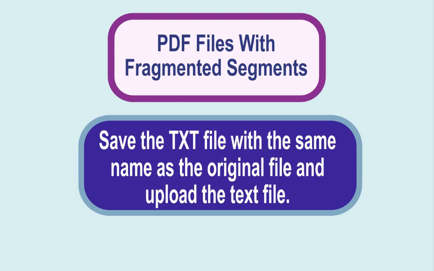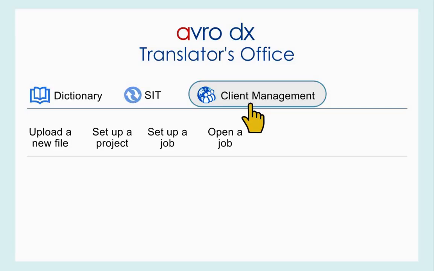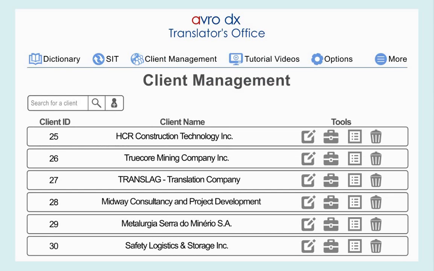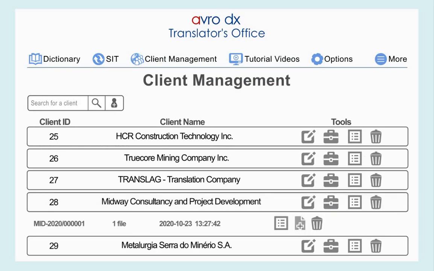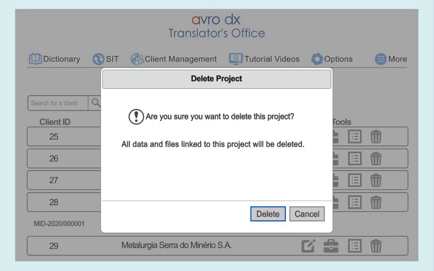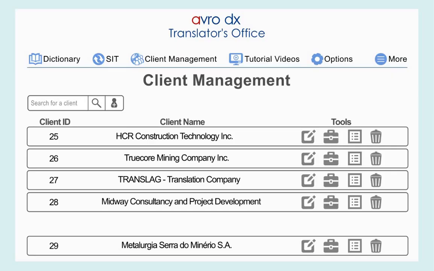To do that, click on Client Management. Choose the client and click on Manage Clients Projects. Then, click on the trash can icon for the project being deleted. You'll then get a message asking you to confirm the deletion. Now, click on Delete, and the project's gone.